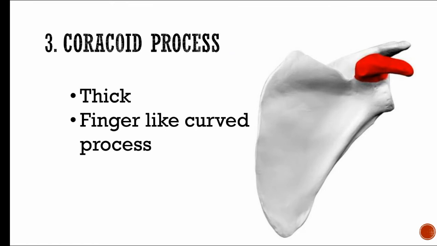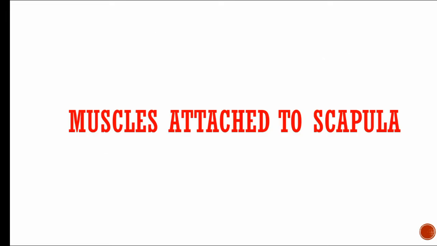Third process is the coracoid process. It is a thick and finger-like curved process. It runs laterally. Now we are moving on to muscles attached to scapula. There are so many muscles, but we are looking into the necessary ones. They are divided into three: intrinsic muscles, extrinsic muscles and stabilizing and rotating muscles.